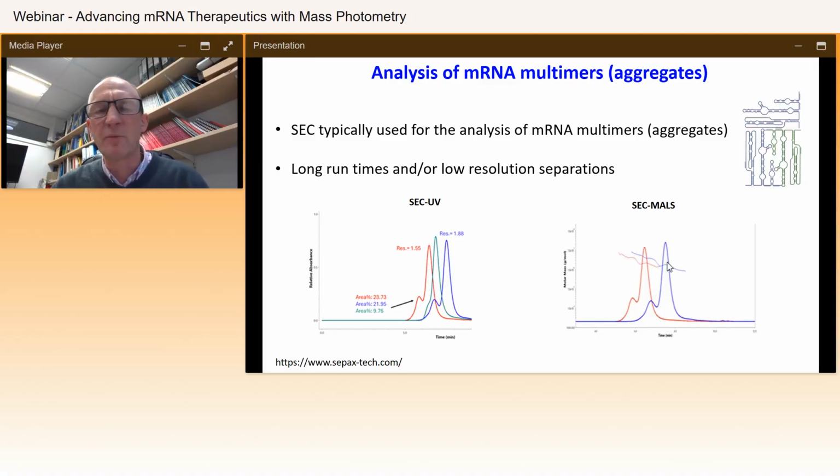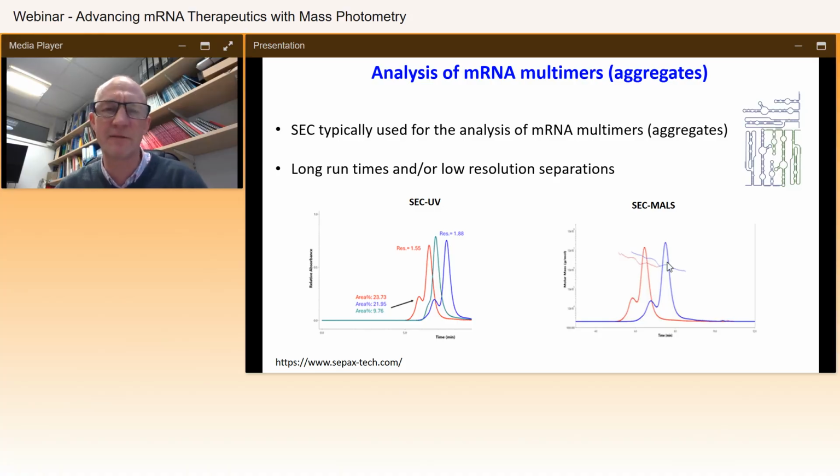One of the most common techniques for analyzing mRNA multimerization or aggregation is size exclusion chromatography. This is essentially a form of chromatography that we can employ under native or non-denaturing conditions. And we're able to separate the mRNA monomer from some of these higher order structures and species. I've got two example chromatograms shown at the bottom, where we're able to separate typically the mRNA monomer from some of these higher order structures.